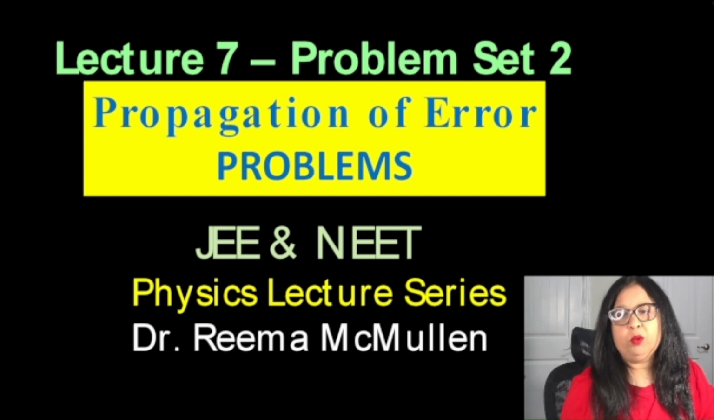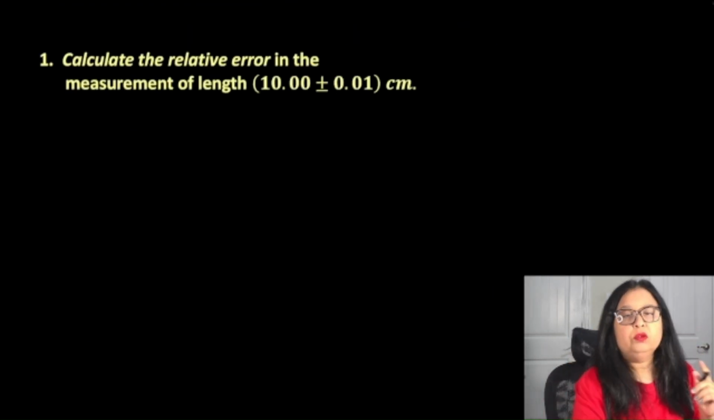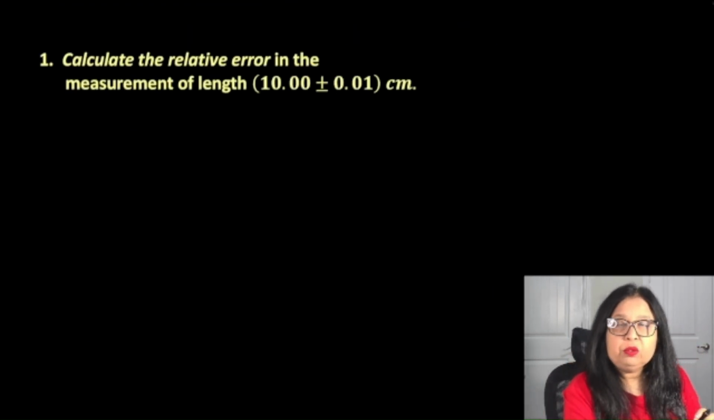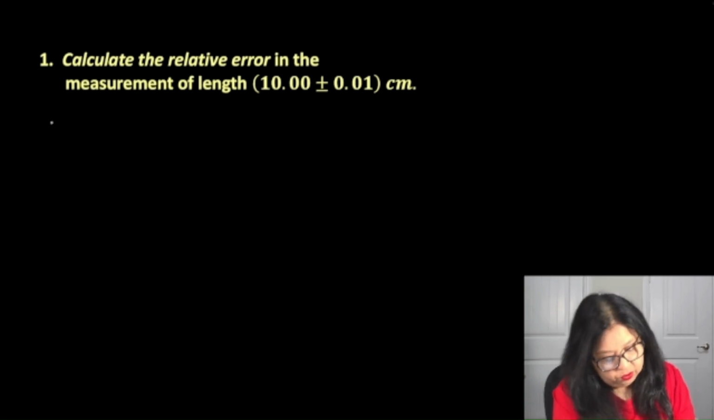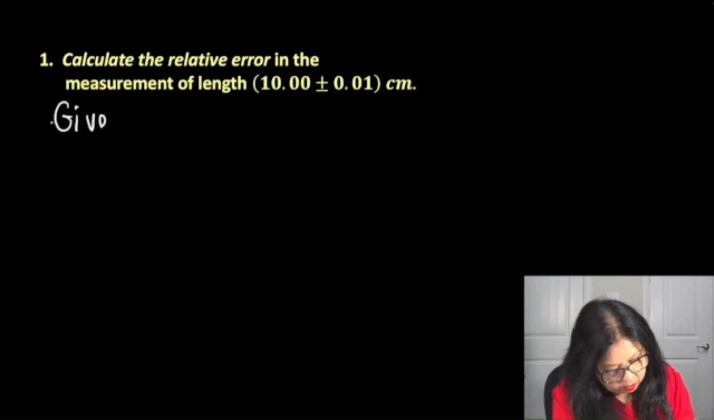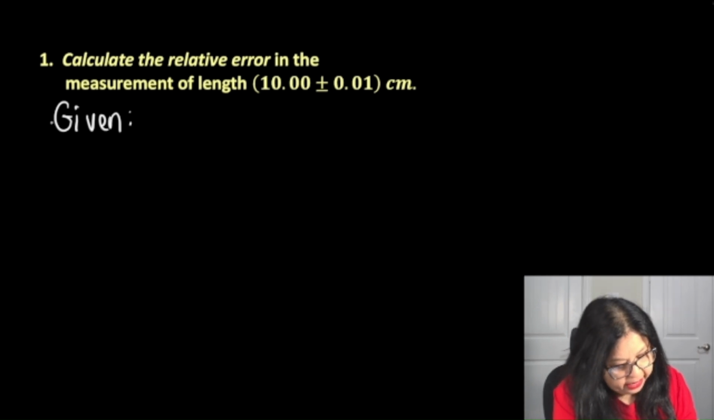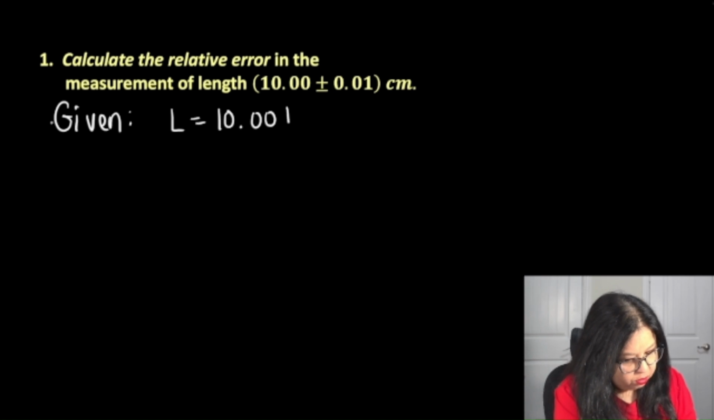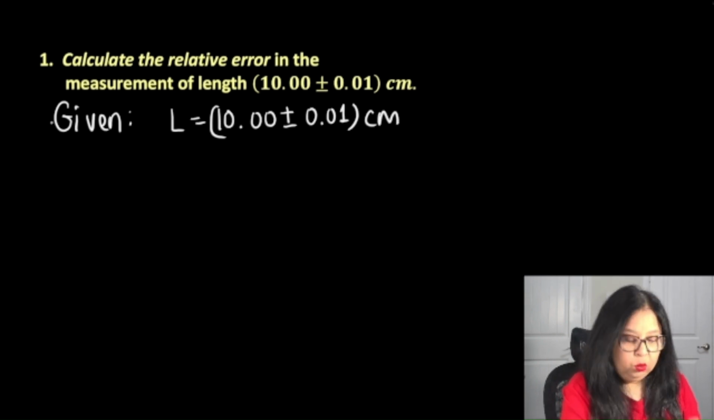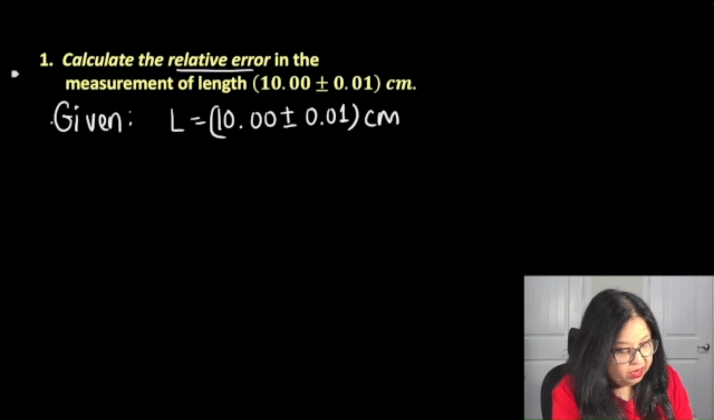Let's see what problem number 1 says. First things first, we're going to write down what is given to us. So we are given the length to be 10.00 plus minus 0.01 centimeters. We're asked to determine the relative error in the measurement of the length.